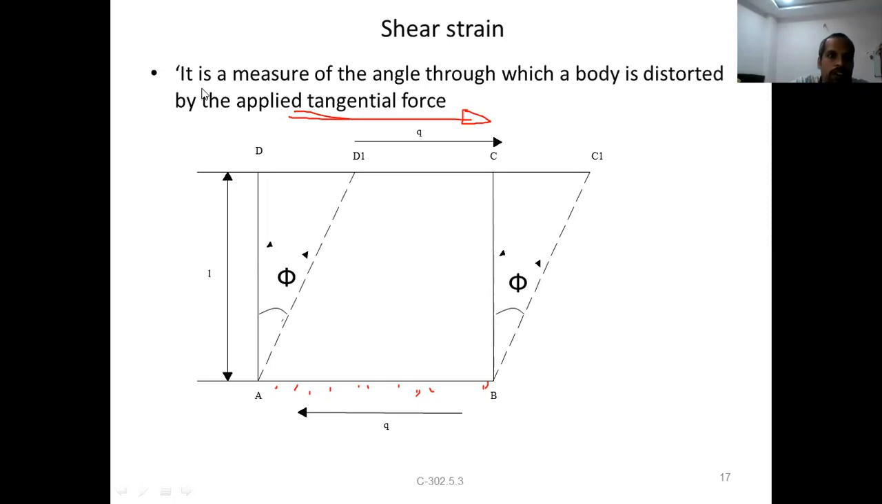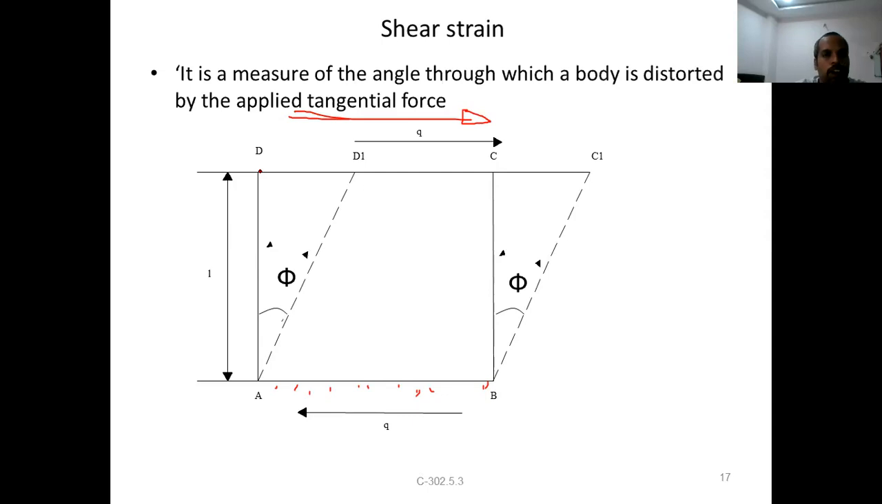So what is shear strain? Let us see now. It is a measure of the angle through which the body is distorted by the applied tangential force. Distorted means it changes from its dimension and shape, losing its shape from a rectangle to something like a parallelogram. How much it is distorted from its initial shape, that measure is nothing but shear strain.